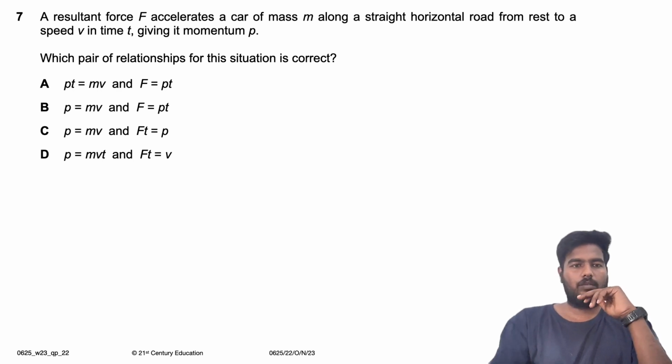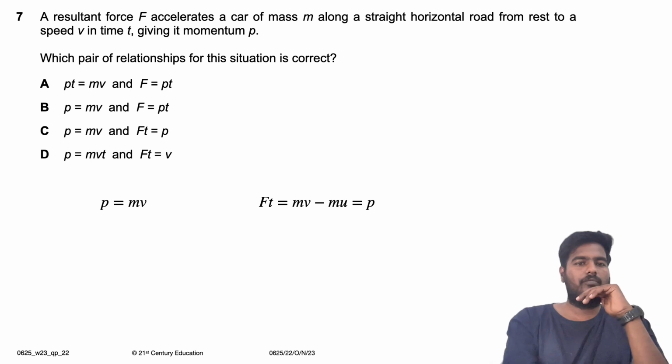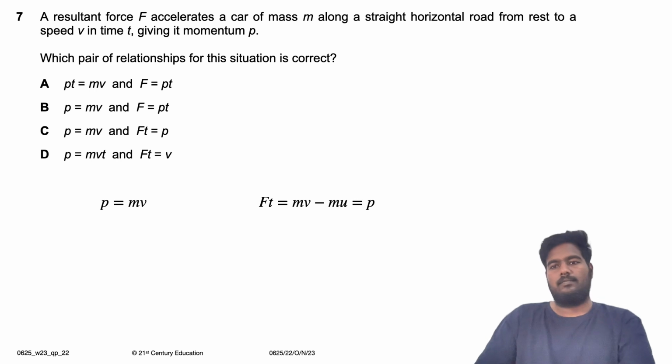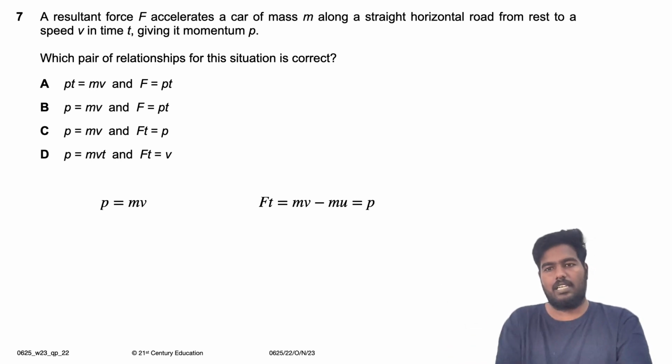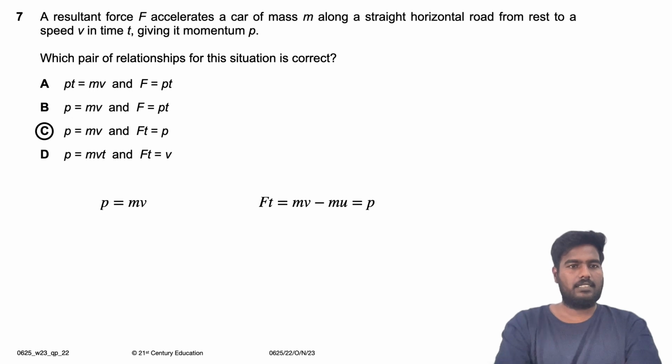Okay, so we know that momentum p is mass times velocity, mv, and also the change in momentum, which is called impulse. So Ft equals mv minus mu. So this is what we call change in momentum. So this is equal to momentum p. Even if it is a change in momentum, it's still a momentum. mv minus mu is a momentum. So do we have any of that in the options? Yeah, option C is the right answer. p equals mv and Ft equals p. By the way, this Ft is called impulse, force times time. Okay, let's move to the next question.